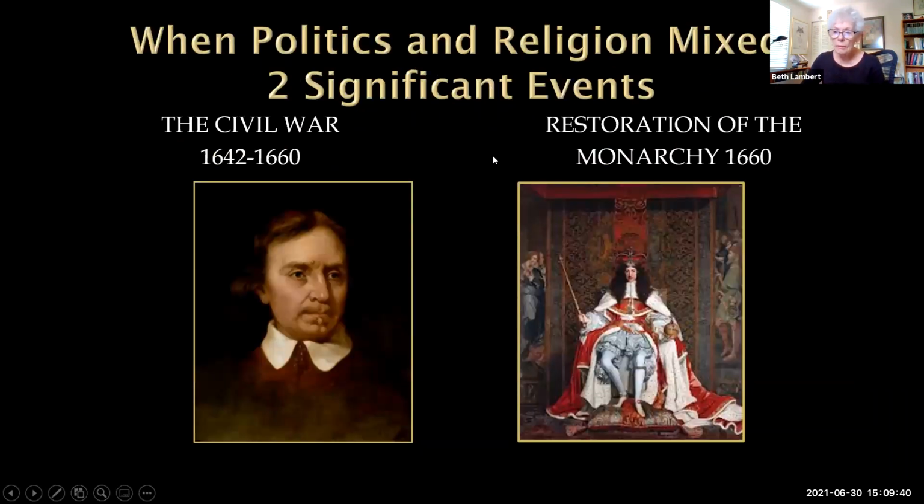All right, the two significant historical events when politics and religion mixed was the English Civil War, 1642 to 1660, and the restoration of the monarchy. Both of these events profoundly affected the colonies.